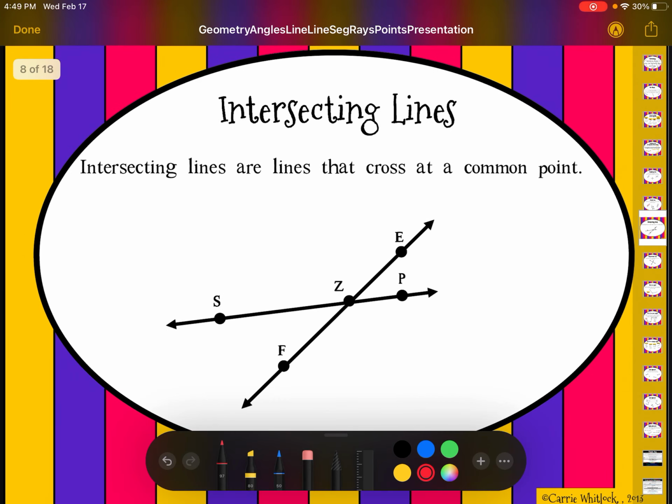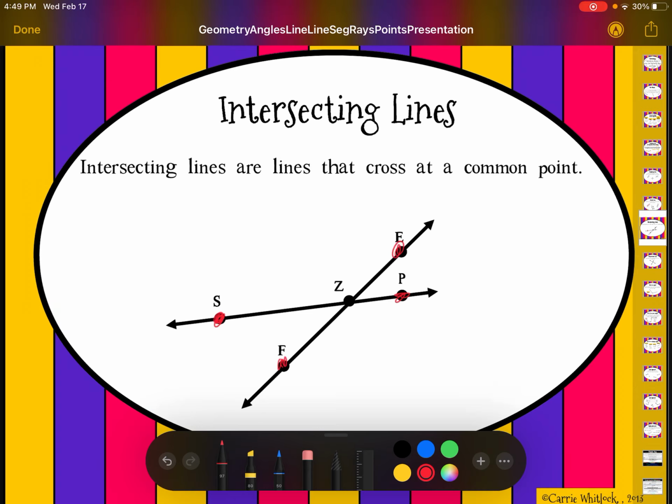Now let's talk about intersecting lines. Intersecting lines are lines that cross at a common point. So we have a line here. This line would be line SP, intersecting line FE. And they are intersecting at point Z. So these are intersecting lines, and they are intersecting at point Z.